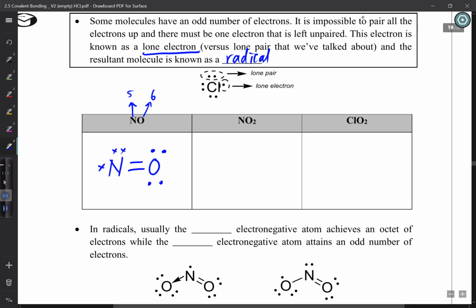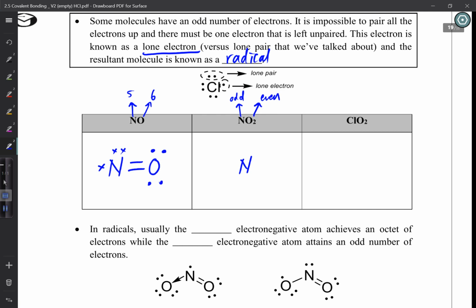And the same goes for NO2. So N, odd number, right? O, even number. 2 times an even number gives you an even number. Even number plus an odd number gives you an odd number, which means you cannot pair it up. That means it's a radical. This is a quick way for you to check, by the way. If it comes out as an MCQ, which of the following is a radical, please use this method. Don't go and draw all of them. You're going to waste a lot of time.